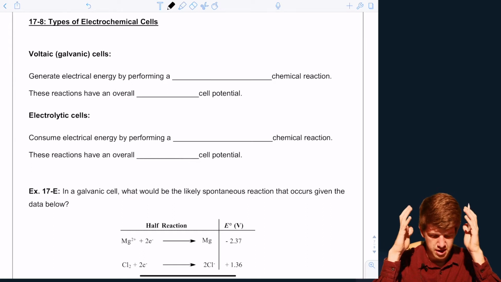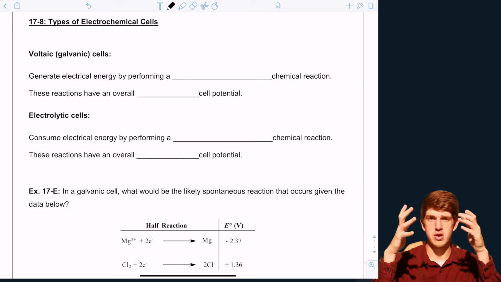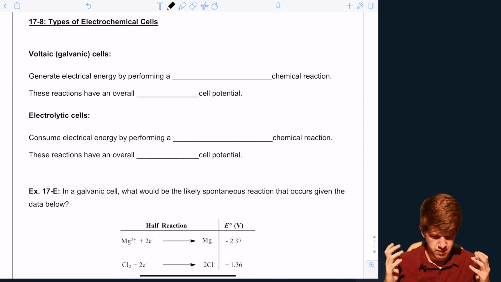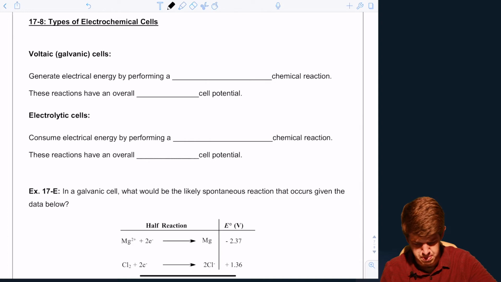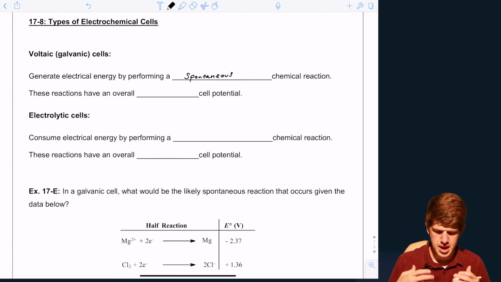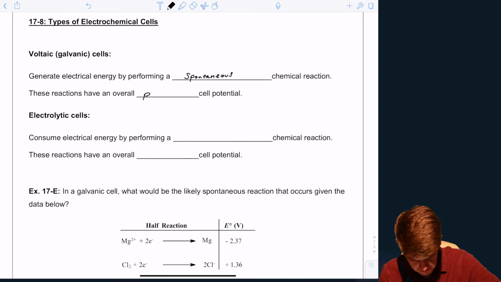All right, so now let's talk about the different types of electrochemical cells. So there are two types. There are voltaic, also called galvanic cells, and then there are electrolytic cells. So voltaic cells are going to generate electrical energy by performing a spontaneous chemical reaction, and these reactions have an overall positive cell potential.